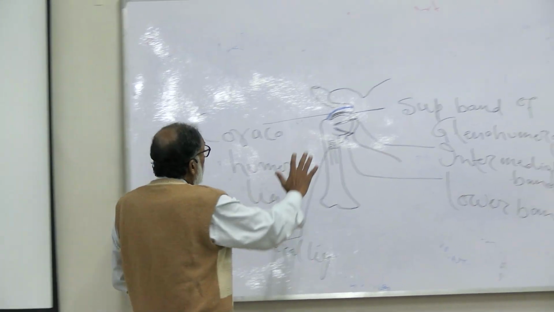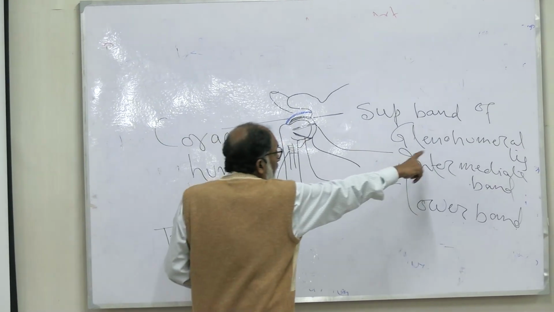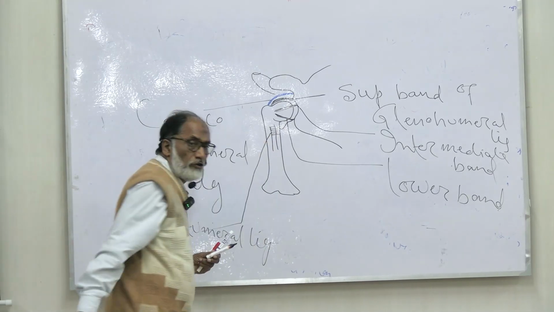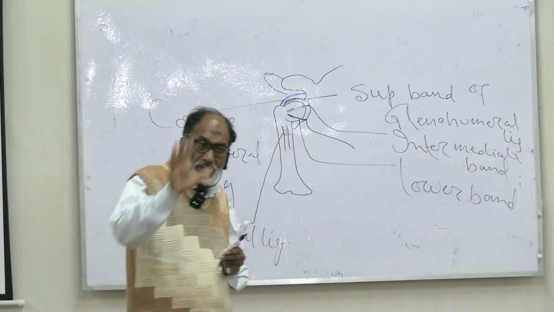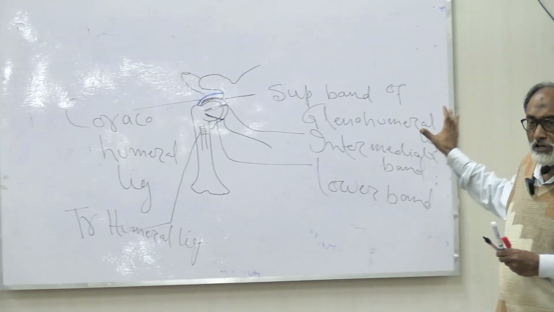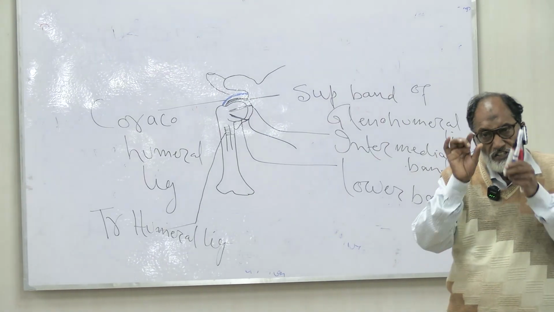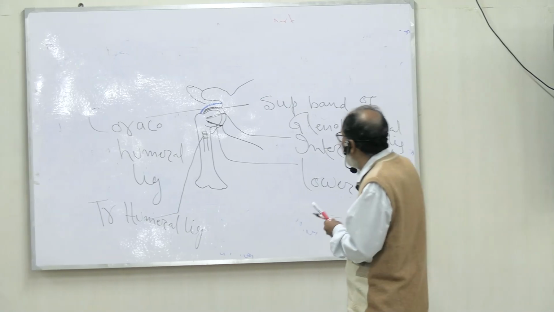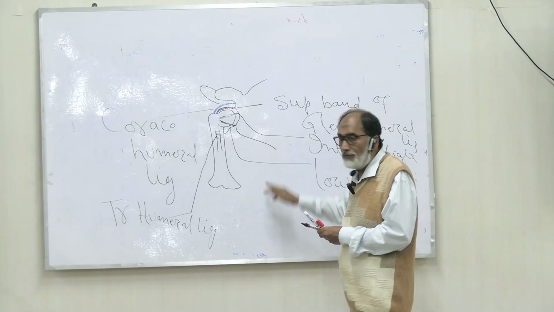Now, what causes abduction of the shoulder joint? Number one, this is the superior band of the glenohumeral ligament, intermediate band and lower band of the glenohumeral ligament. So, what is the glenohumeral ligament? It is actually a capsular ligament. Anteriorly, it has become thickened. This thickened portion is known as the glenohumeral ligament. Three bands: superior, middle, and inferior band.